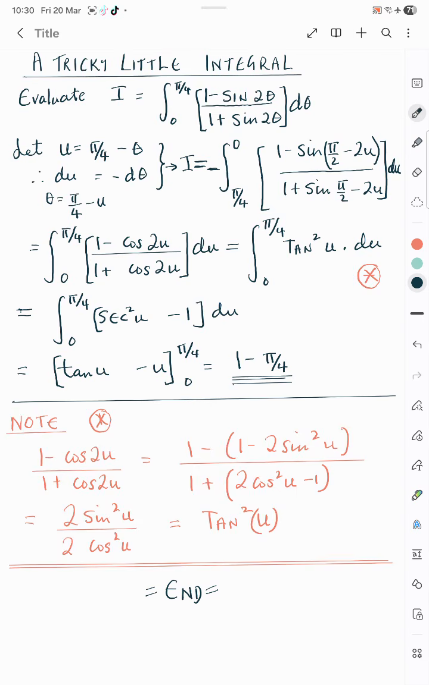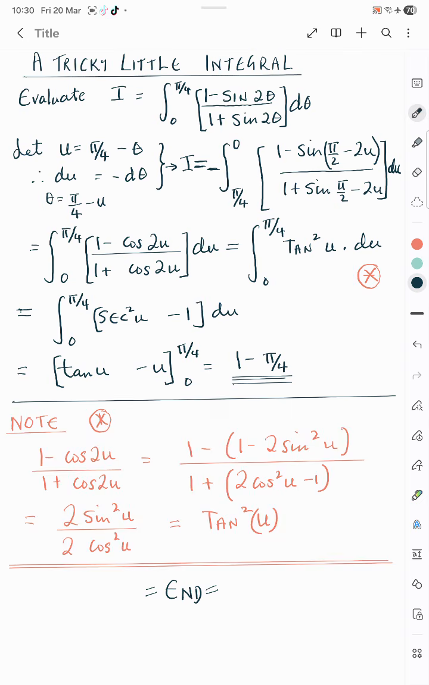And as for the limits, well, when theta is pi upon 4, u is obviously 0, and when theta is 0, u is pi upon 4. Then the next step, I've removed the minus sign and switched the limits. And then the integrand part becomes 1 minus cos 2u over 1 plus cos 2u. And then the next step is that becomes the integral between 0 and pi upon 4 of tan squared u du.